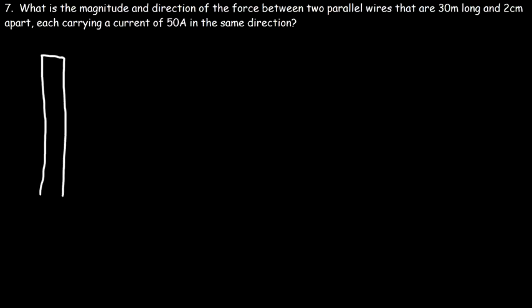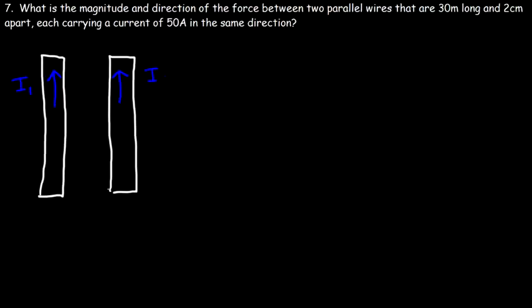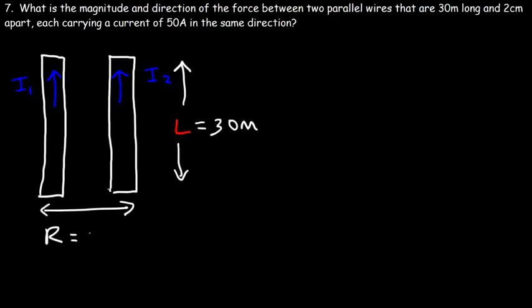So we have two wires, and they have the same current. So I1 and I2 both equal 50 amps. Now we have the length of the wire, which is L, and the length of both wires is 30 meters. And the distance between them, which is R, that's 2 centimeters, which is equivalent to 0.02 meters.